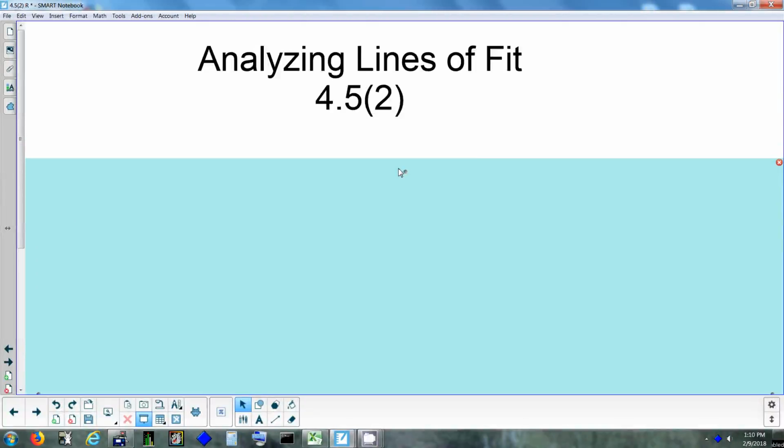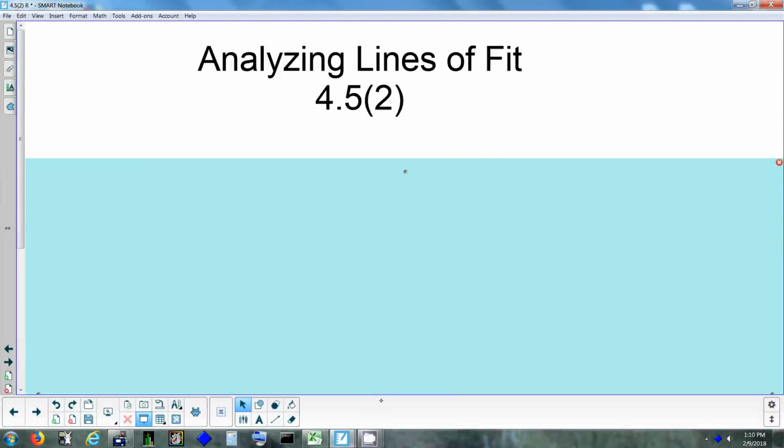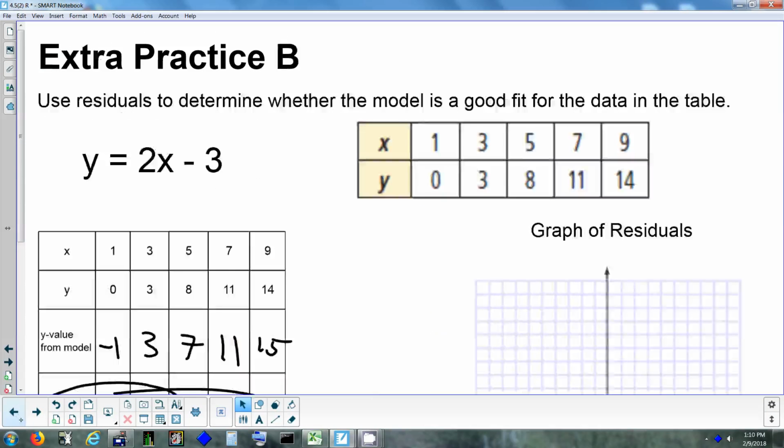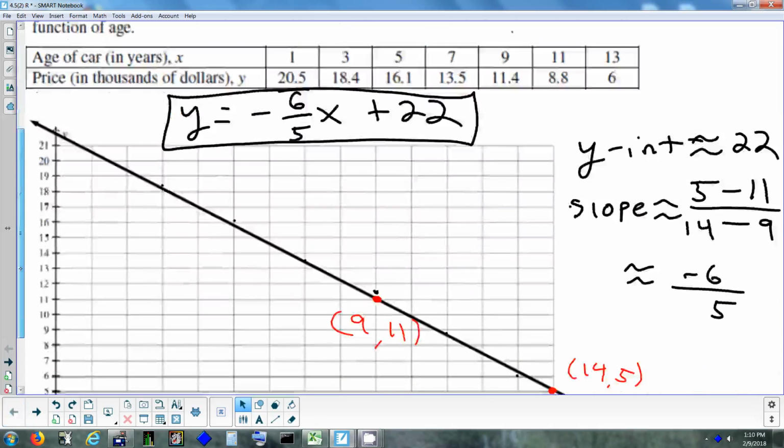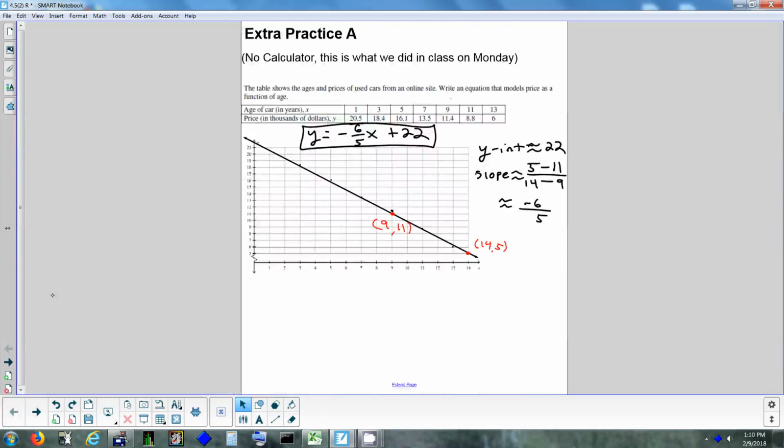All right, so yesterday, or two days ago, we practiced drawing in those lines of fit. You guys have done some by hand, then you've done some using the calculator to get a perfect line of fit. Well, let's go back to that example where I drew in this line of fit. What I could do now with this line of fit is use it to make a prediction.